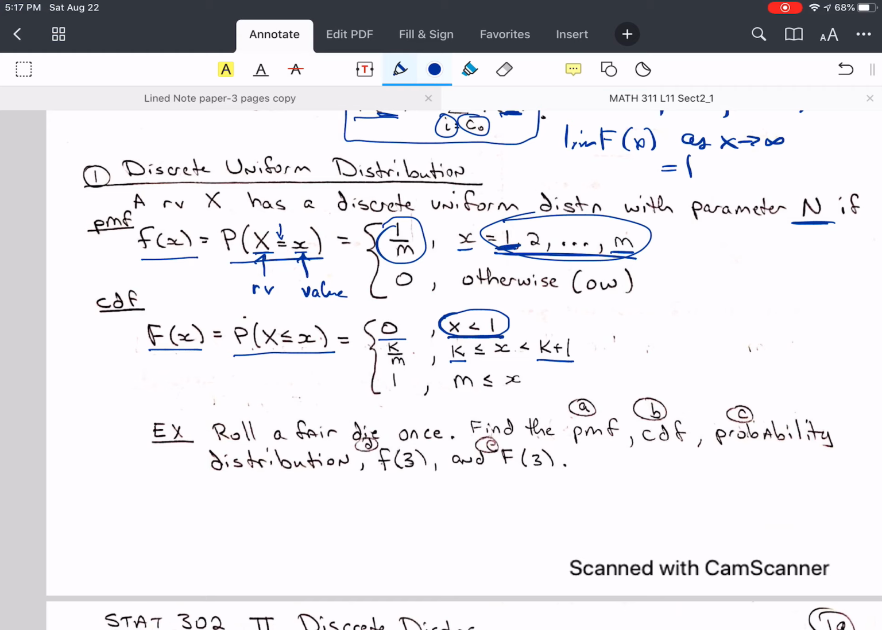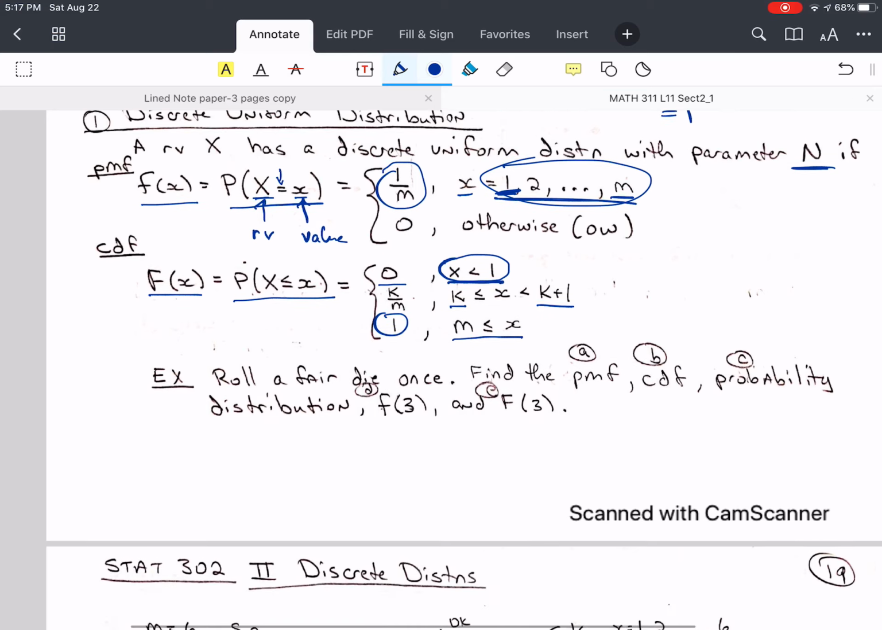So it's k over m. And then when m is less than or equal to x, in other words, x is larger than or equal to m, then the CDF is equal to 1. So all the possible probability of the distribution adds up to 1, and that's a requirement for all probability distributions, that the total probability is 1.